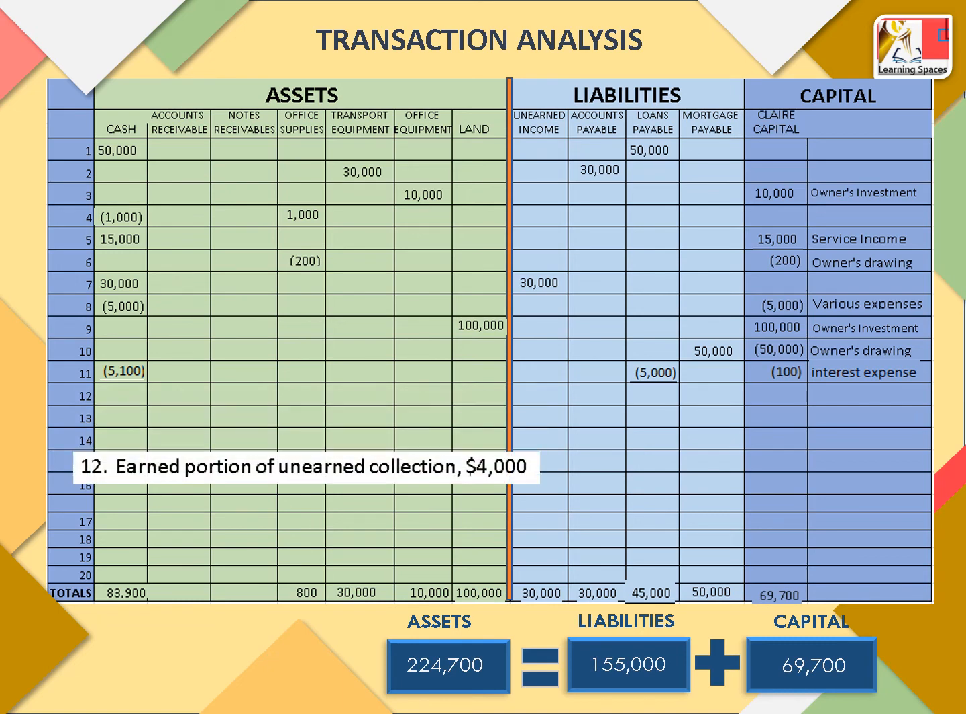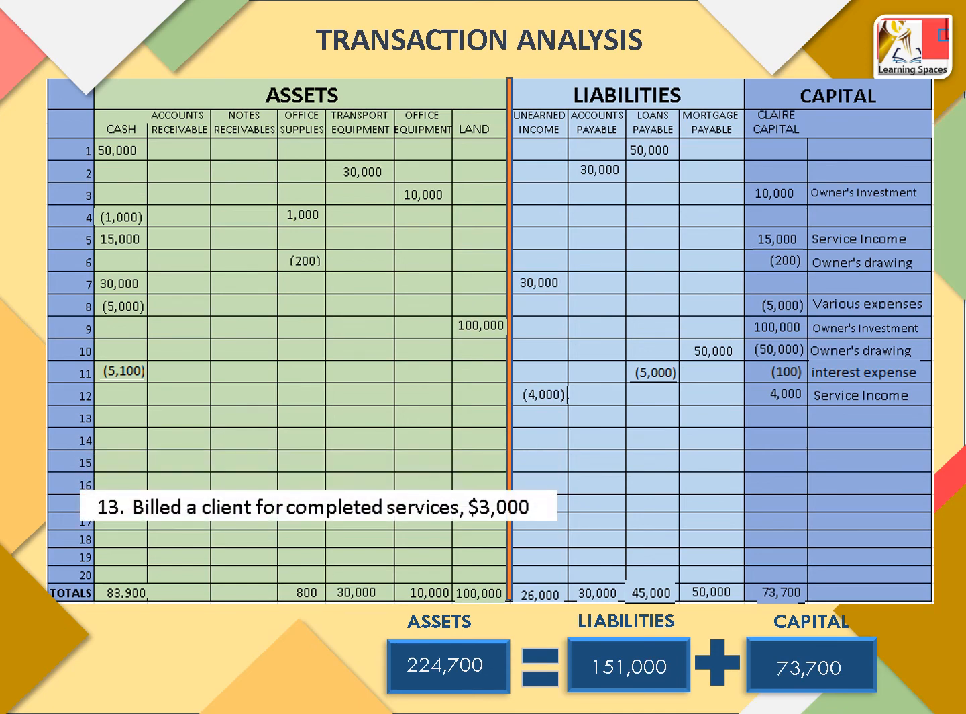Moving down to transaction line number 12. The earned portion of the unearned income will be a decrease in the liability section by $4,000. To counter the decrease in liability, the capital, which is on the same side of the equation as the liability, must be increased by the same amount. Why is it being added? Well, that portion is already earned. As we were saying loudly, all income should be an addition to capital.